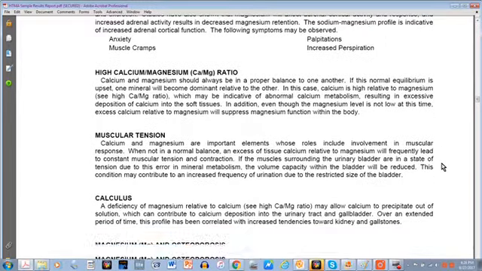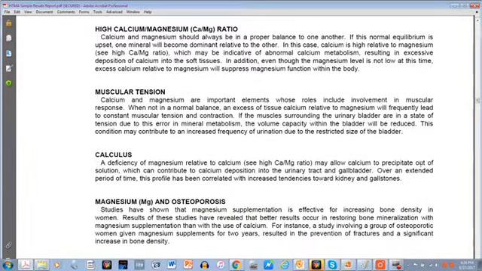Calculus. A deficiency of magnesium relative to calcium may allow calcium to precipitate out of solution, which can contribute to calcium deposition into the urinary tract and gallbladder. Over an extended period of time, this profile has been correlated with increased tendencies toward kidney and gallstones.